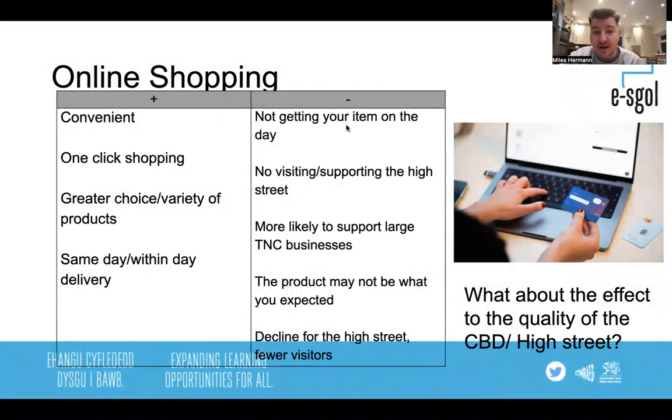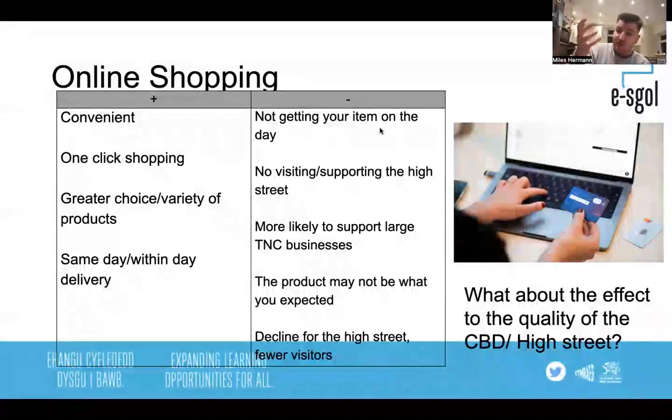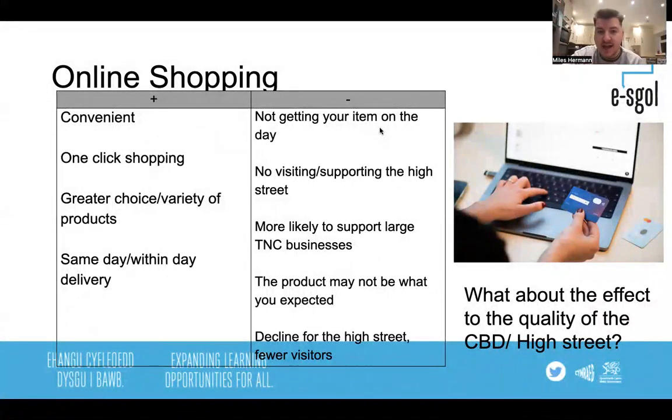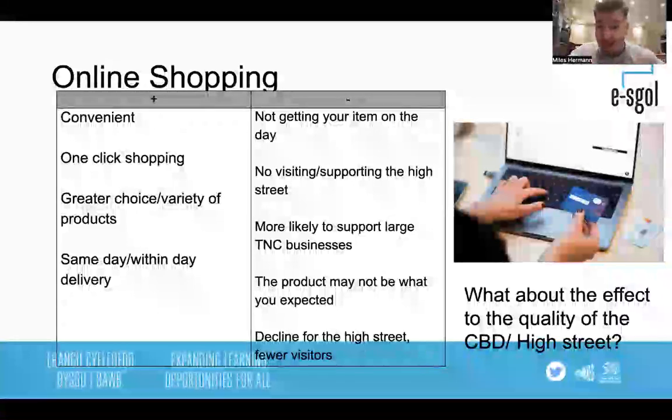Disadvantages: not getting your item on the day. If you were to go to the shop, you could actually get that item on the day. You're not actually visiting or supporting the high street and supporting people's jobs. You're more likely to support large transnational companies and businesses as opposed to local independent businesses. The product online might not be as you expected.